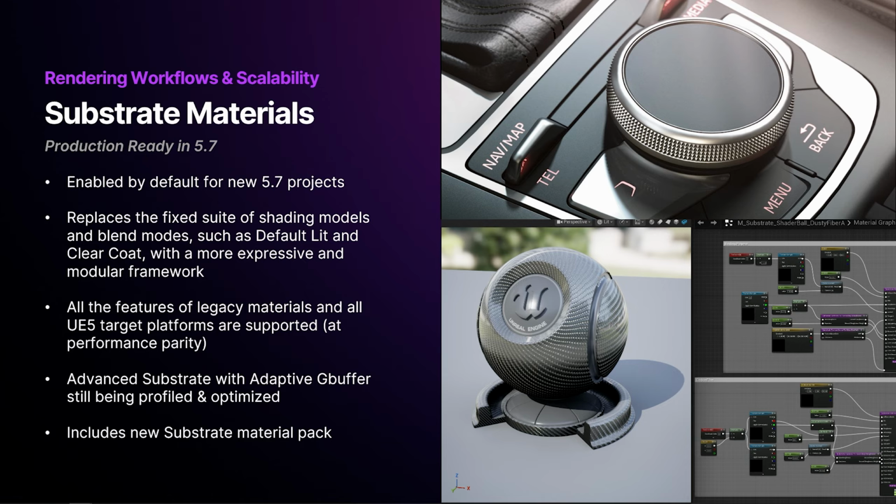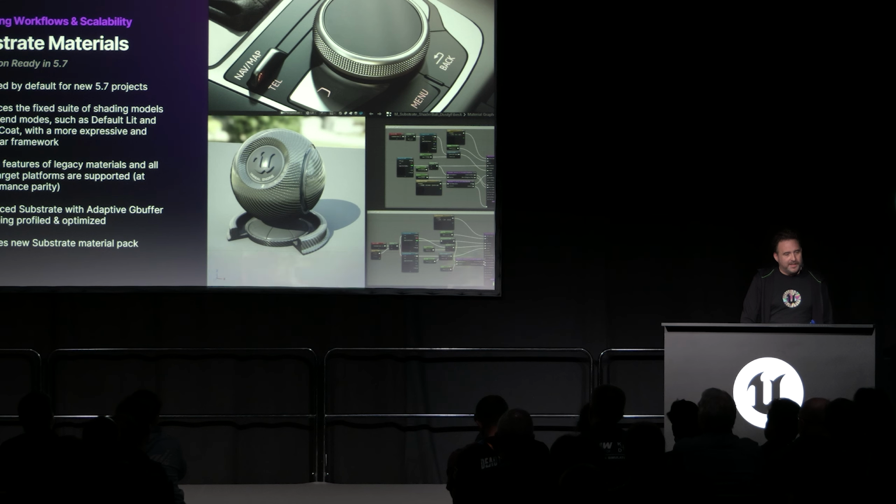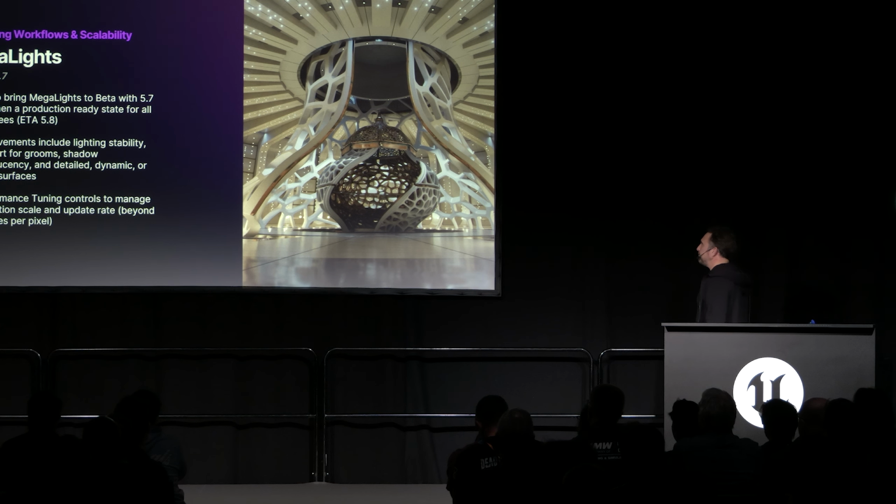But if you want to do multiple slabs, so multiple layers of physically correct things, you need to do the adaptive G buffer, and that's the path that still needs further optimization. So anyway, super cool stuff. We will release a sample pack for people to play around with and see how to make this content. And we'll be working on tools as well.